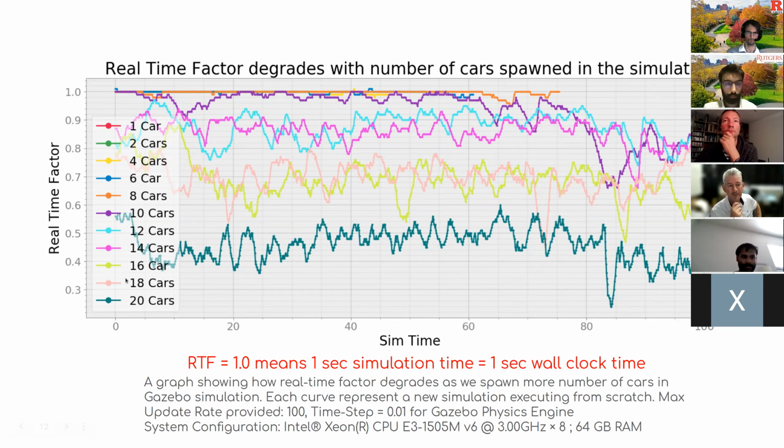But as I increase the number of cars, you can see that the real-time factor starts slowing down, and they are stochastic. It's not that every time you have 18 cars, you will see this light red curve, or if you have 20 cars, you will see exactly this kind of curve. It will vary every time you run the same simulation. And so this sacrifices the repeatability as well as the scalability, because we don't know what the result will be when we run the simulator next time.